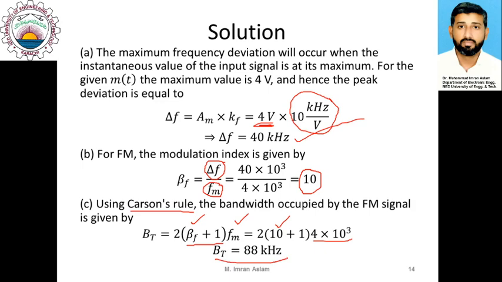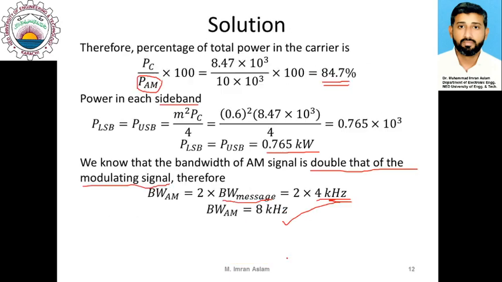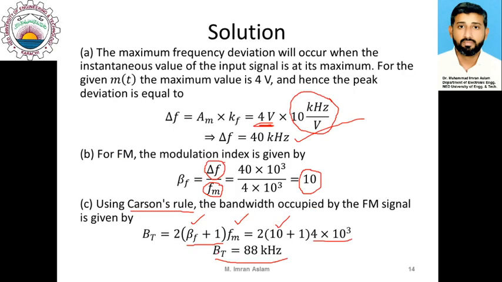You can compare this bandwidth with the previous case of AM signal. In that case, we also had the modulating signal of 4 kilohertz, but the required bandwidth for transmission was 8 kilohertz. But for the case of FM signals, we have the modulating signal of 4 kilohertz, but the required bandwidth for transmission is 88 kilohertz. So FM requires relatively larger bandwidth, but this larger bandwidth gives a benefit of noise reduction.